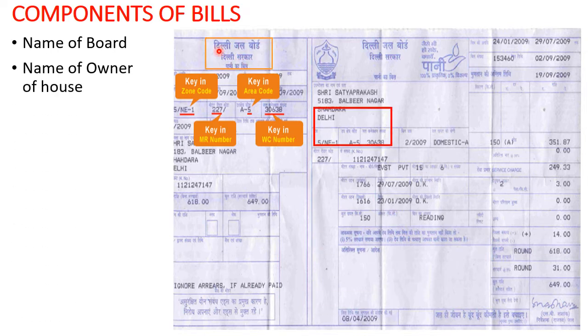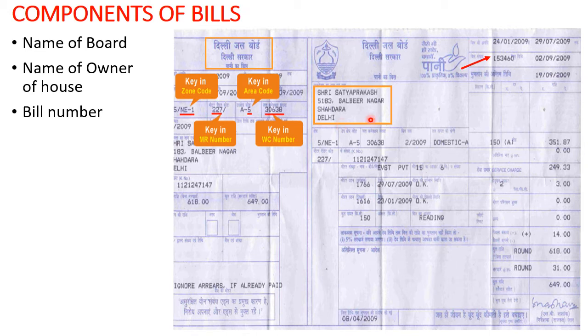Next, name of the owner of the house. It means in whose name this bill has been issued. You can see here the name of the person as well as the address of that person. As this bill is issued by Delhi Jal Board, this will be applicable for the residents or persons who are residing in Delhi only. Okay. Next, we will learn about the bill number.